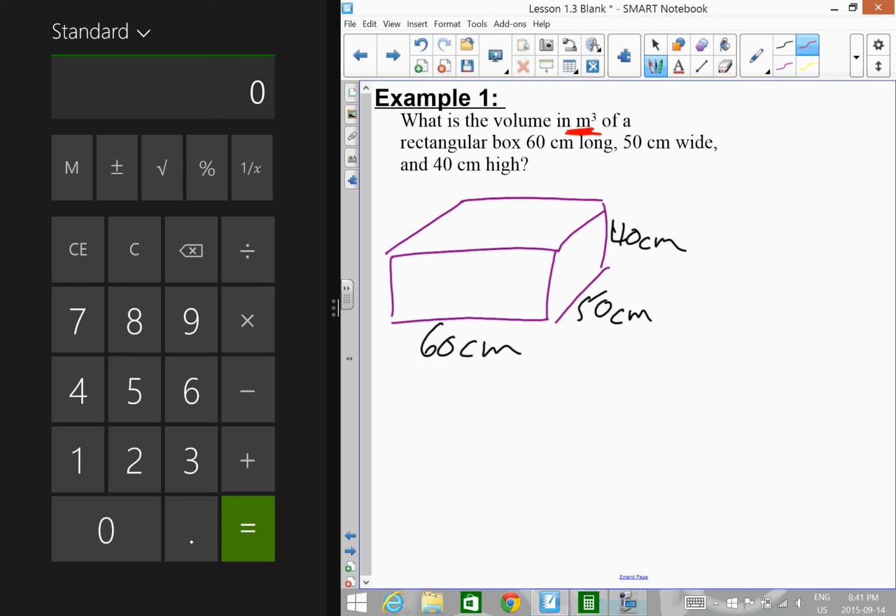Now, I can do this 2 different ways. First, option 1: we can figure out the volume first, and then change it to meters cubed. Option 2 is we can change all the measurements into meters and then figure out the volume. So let's do option 1 first.